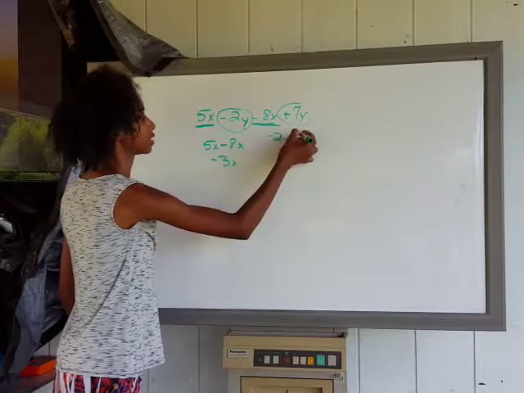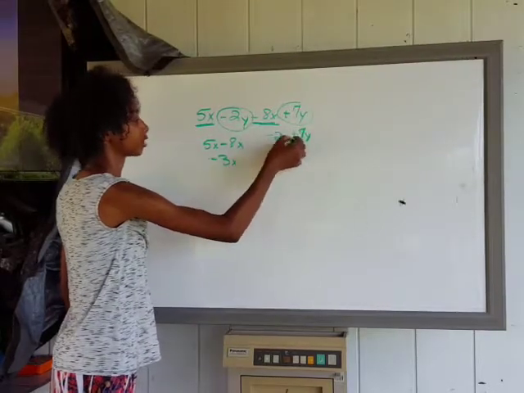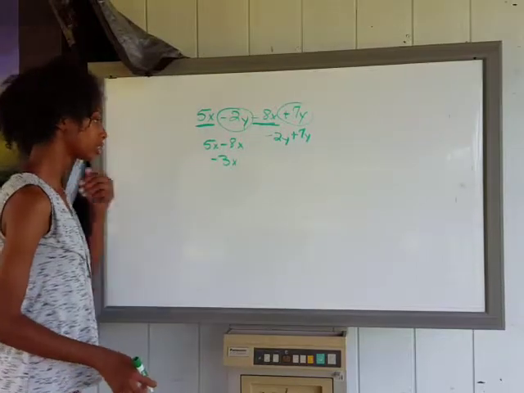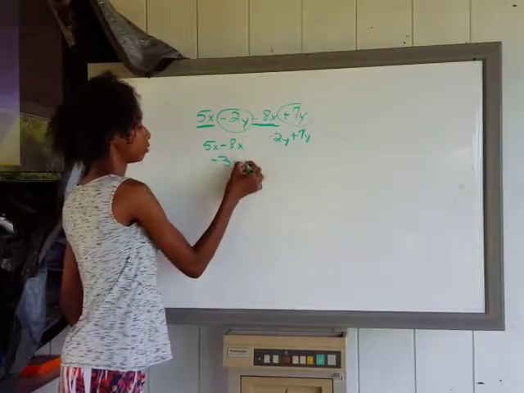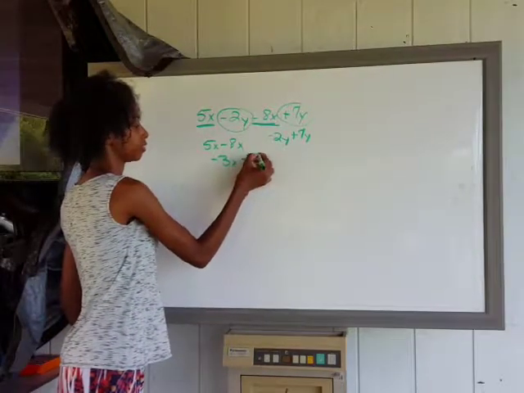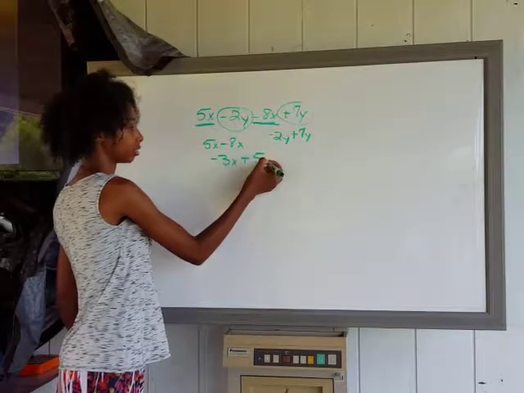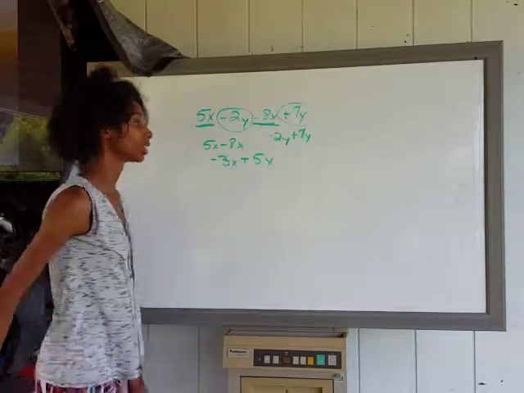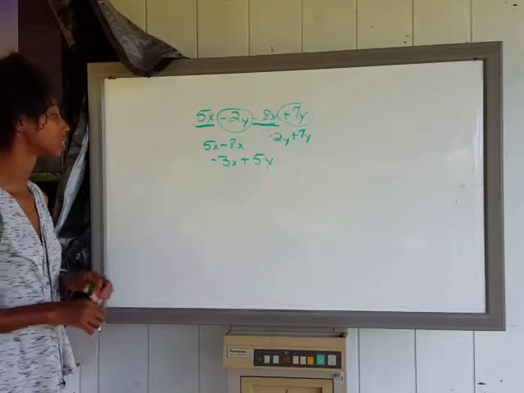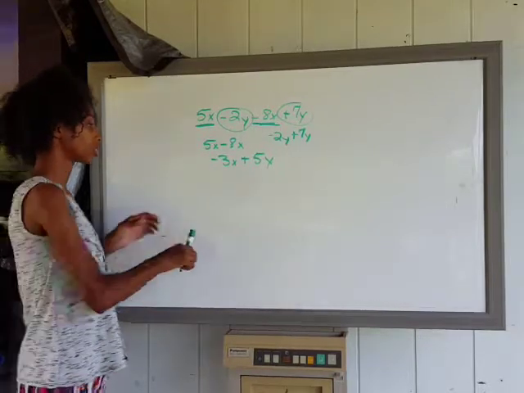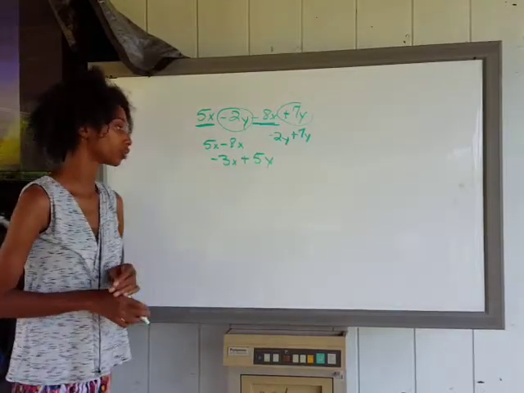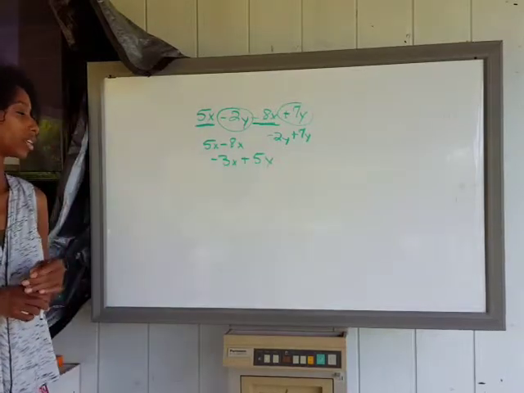And then we have negative 2y and positive 7y, which is negative 2y plus 7y, which is going to be positive 5y. And so then this is your simplified expression, negative 3x plus 5y.